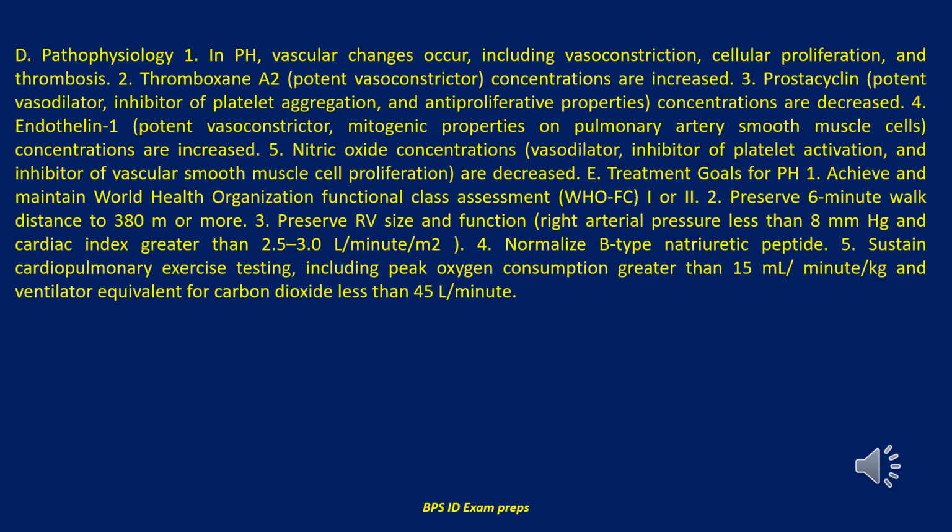4. Normalize B-type natriuretic peptide. 5. Sustain cardiopulmonary exercise testing, including peak oxygen consumption greater than 15 ml per minute per kilogram and ventilatory equivalent for carbon dioxide less than 45 liters per minute.